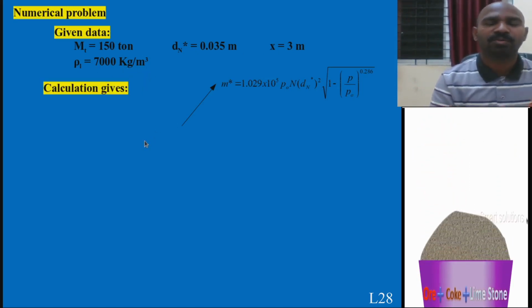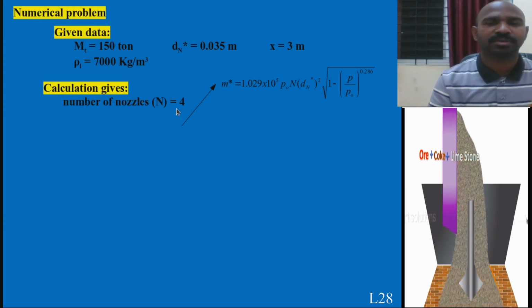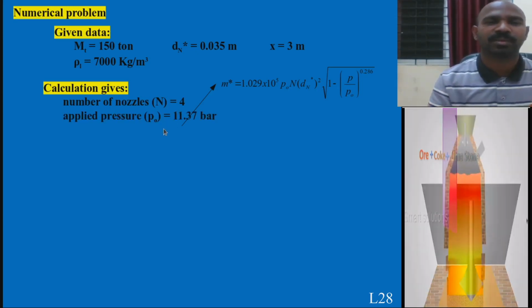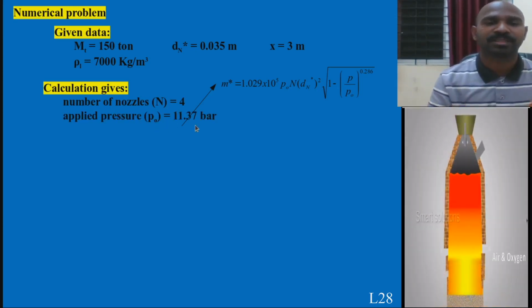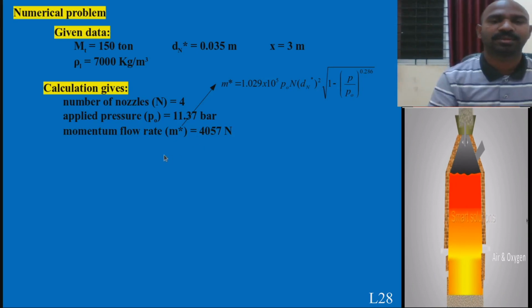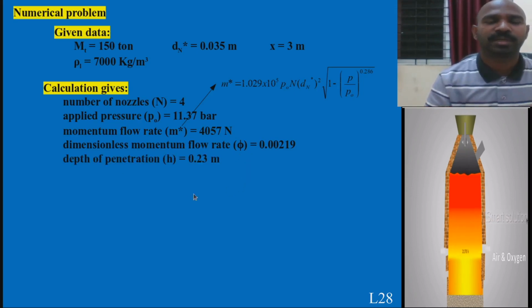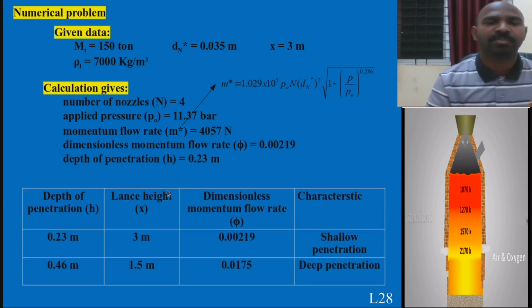Calculate the following parameters. How many nozzles are there? As in the previous problem, you can calculate. And what is the applied pressure? Based on atmospheric pressure you can calculate it. There are formulas in the previous slide. Momentum flow rate and dimensionless flow rate can be calculated. The depth of penetration inside the molten bath, which is H, can be calculated.